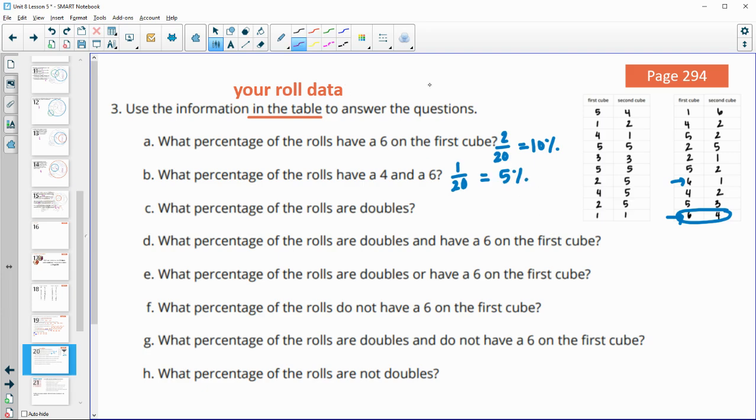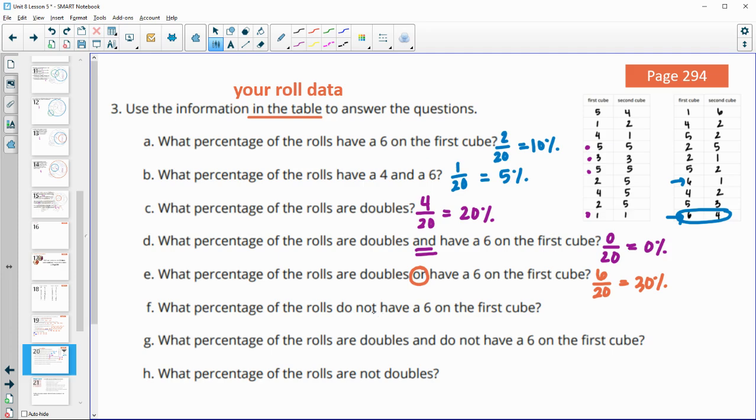What percentage of rows are doubles? So we see a double here, here, here, and here. So we had 4 rows out of 20, which is 20%. What percentage of the rows are doubles and have a 6 on the first cube? So let's go look at our 6 on the first cube. Neither of those are doubles. So 0 of ours started with a 6. So that's 0% of the time. What percentage of the rows are doubles or have a 6 on the first cube? Okay, so doubles or a 6. So we had 4 that were doubles and 2 6s on the first cube. Okay, so we had 6 out of 20 rows, which is 30% of the time.